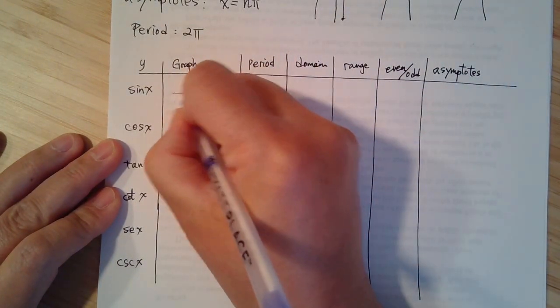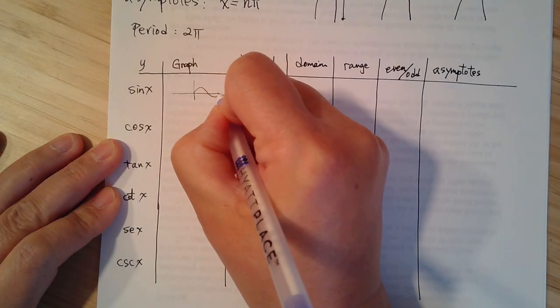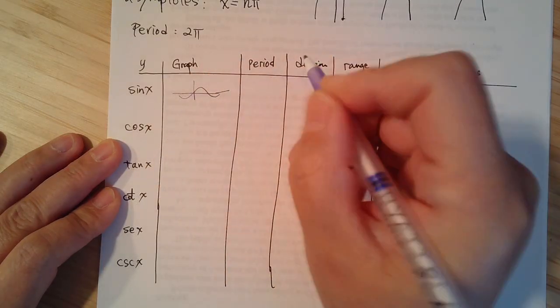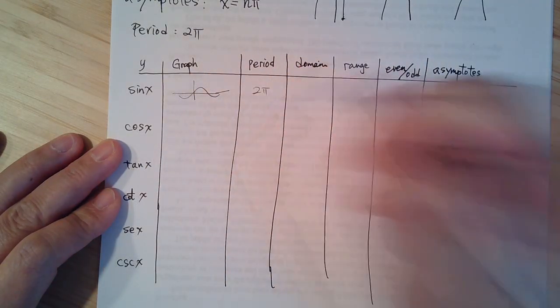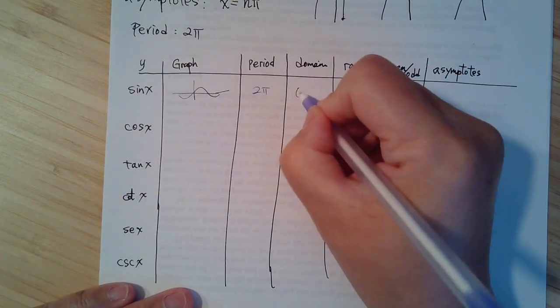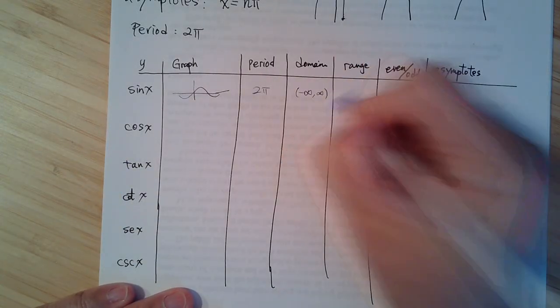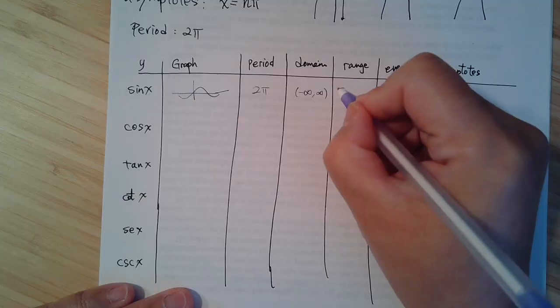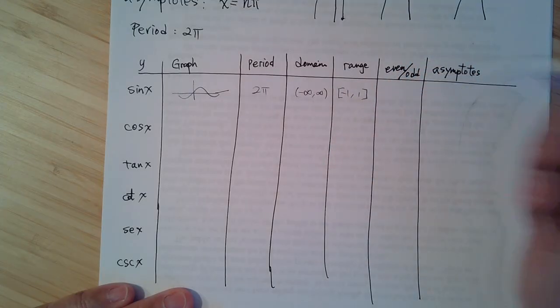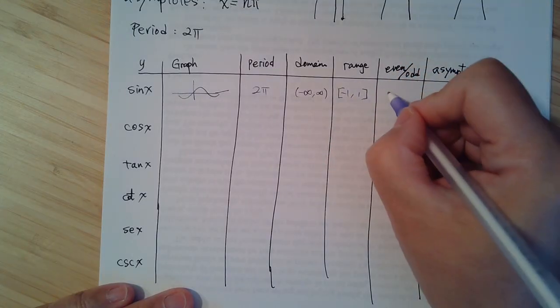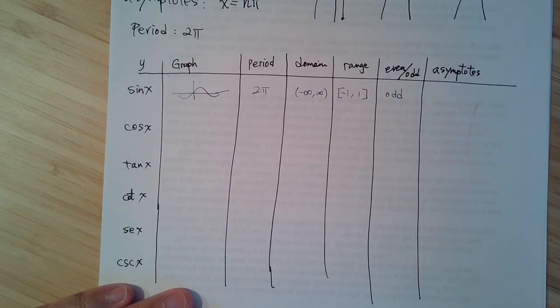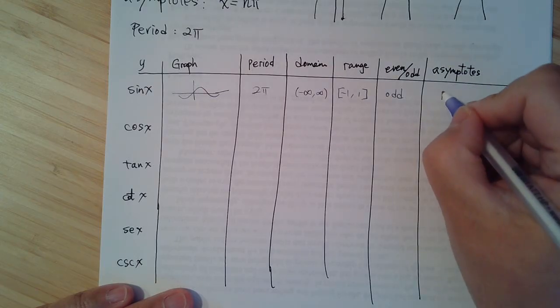The sine starts from here like that. And the period is 2 pi, right? The domain is from negative infinity to positive infinity. The range is from negative 1 to positive 1. Is this even or odd? This is odd. And asymptotes, none.